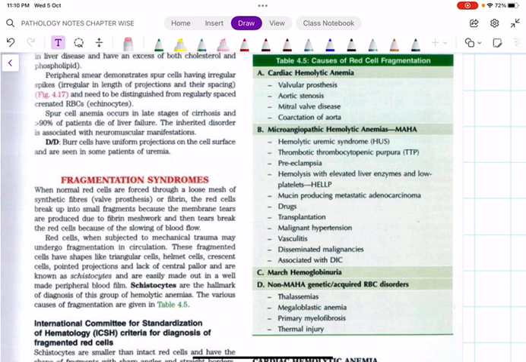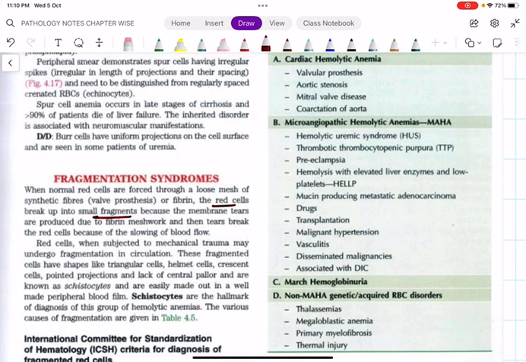So, fragmentation syndrome. When normal RBCs are passing through some valve or some fibrin meshwork, these RBCs will break down into small fragments. Am I right? Yes. And because of this, there will be slowing of blood flow. So when the red cells are subjected to mechanical trauma, they may undergo fragmentation in the circulation, and these fragmented RBCs may have any shapes.